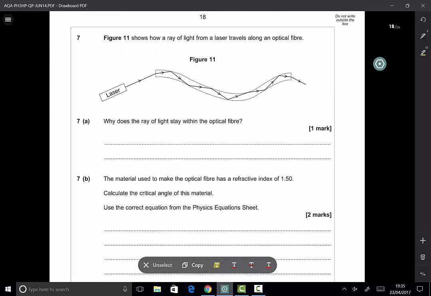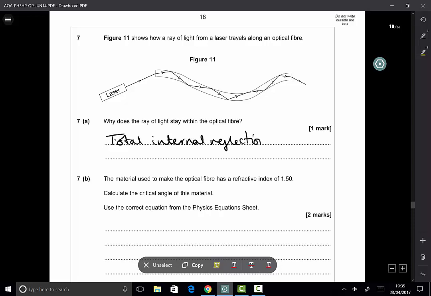Figure 11 shows how a ray of light from a laser travels along an optical fibre. Why does the ray of light stay within the optical fibre? That's because of total internal reflection. And if you're too lazy to write that out, you can just write TIR.